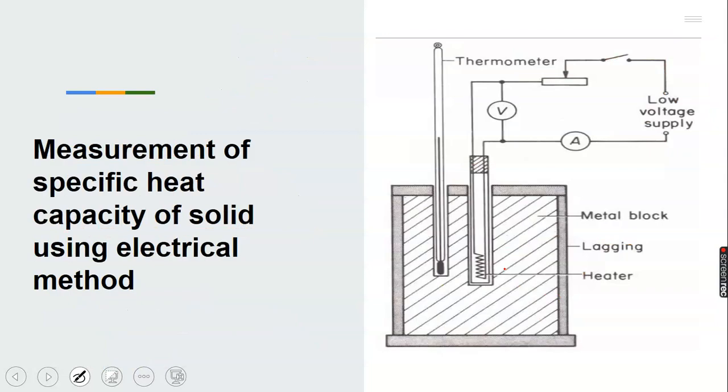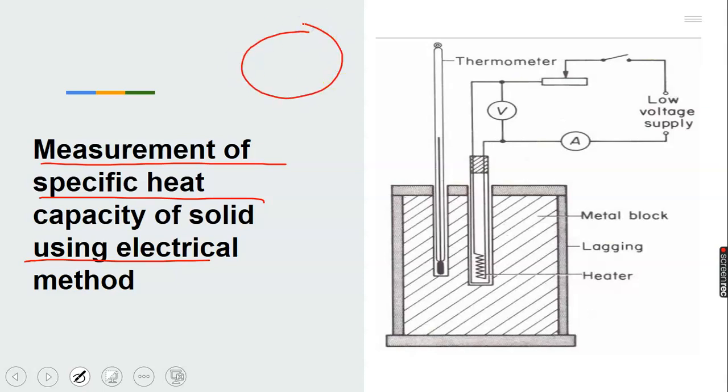That is that. Now, measurement of specific heat capacity of a solid using the electrical method. We can use different methods to calculate our specific heat capacity. We can also use the electrical method. Just like when you want to boil water, the heat from your gas cooker is what is required, but we can also get this from a heater, like what you have in this diagram.